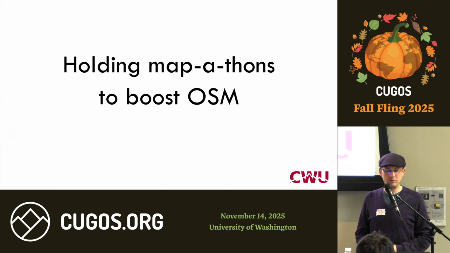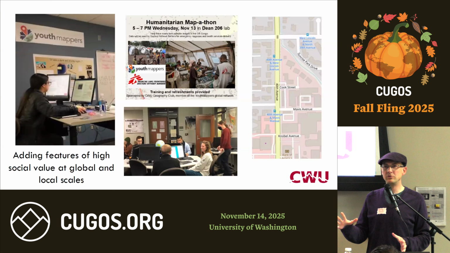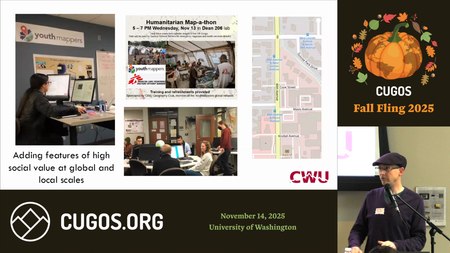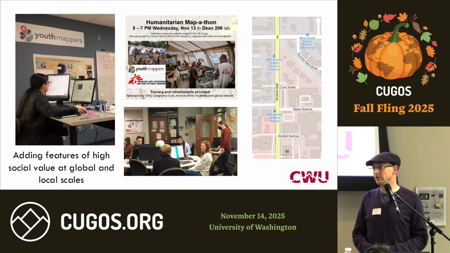So we have student groups that also outside of class wanted to contribute to OpenStreetMap in different ways. Our geography club is affiliated with the Youth Mappers Network. Who's heard of Youth Mappers? It's a network of mostly student clubs throughout the world that work to do service through mapping, many times through humanitarian OpenStreetMap projects, but also in local projects of their own making. Most of these universities are in Africa and Latin America. We have some chapters in the United States, and Central has been one for 8 or 9 years.